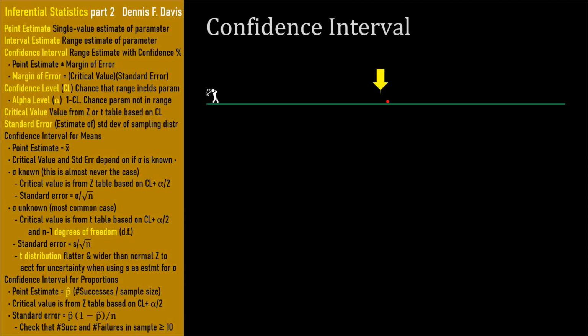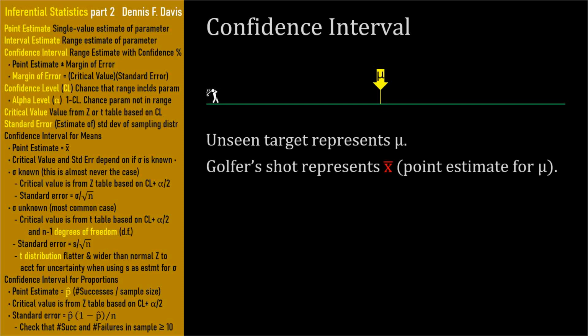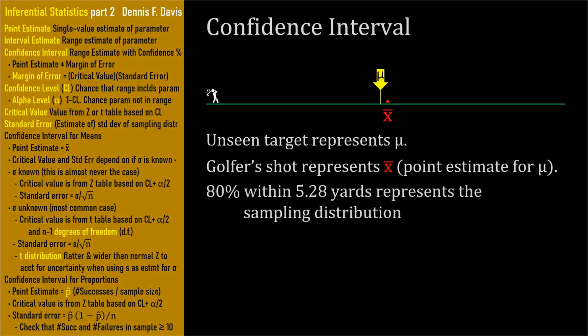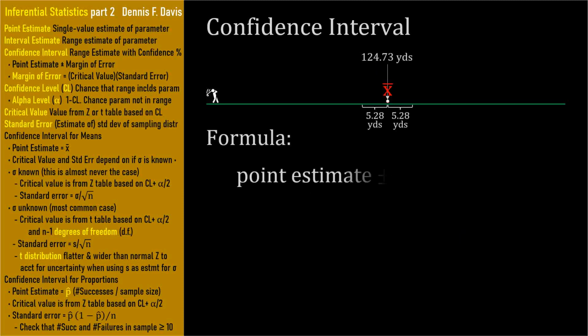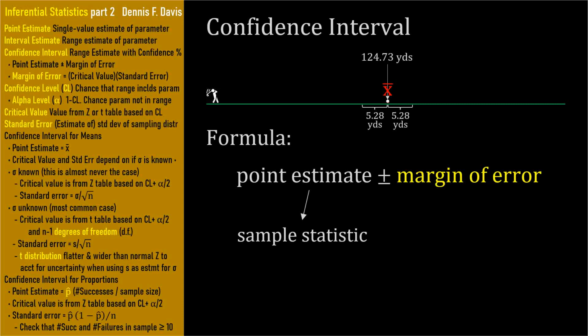In this thought experiment, the unseen target represents mu, the parameter we're trying to estimate. The golfer's shot represents the sample from which we determine x bar, our point estimate for mu. And knowing that 80% of the shots will be within 5.28 yards of the target represents the knowledge we have about the sampling distribution. The formula for a confidence interval has this general form: point estimate plus or minus the margin of error. The point estimate is the sample statistic, and when we're constructing a confidence interval for the mean, the statistic is the sample mean, red x bar.